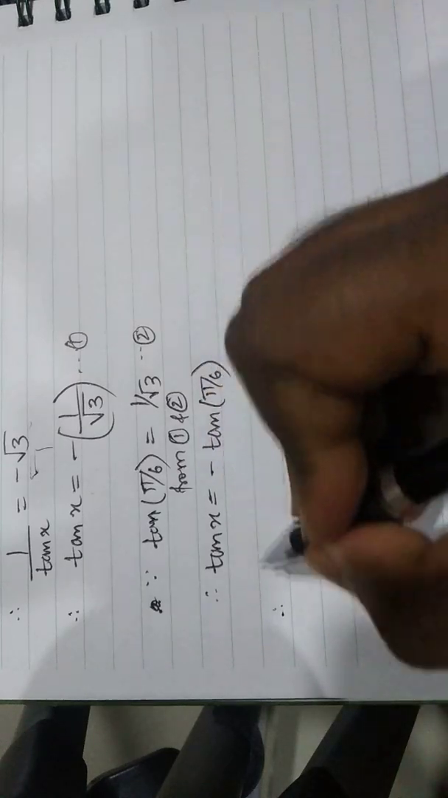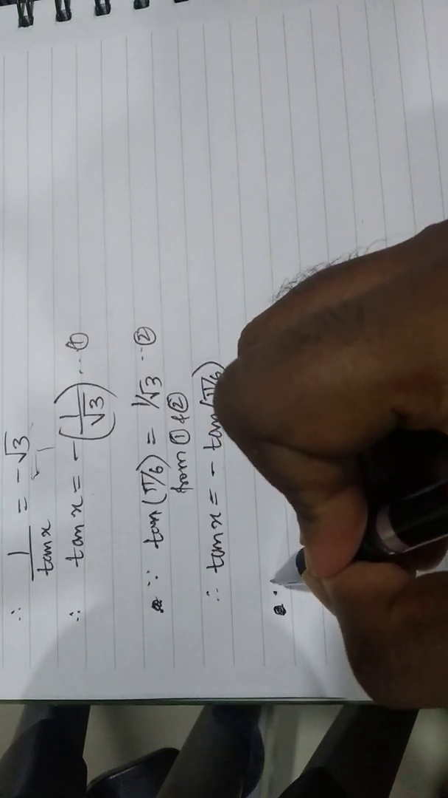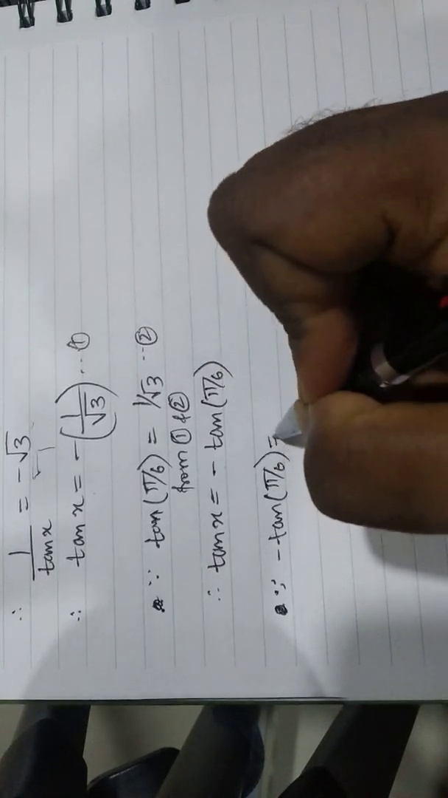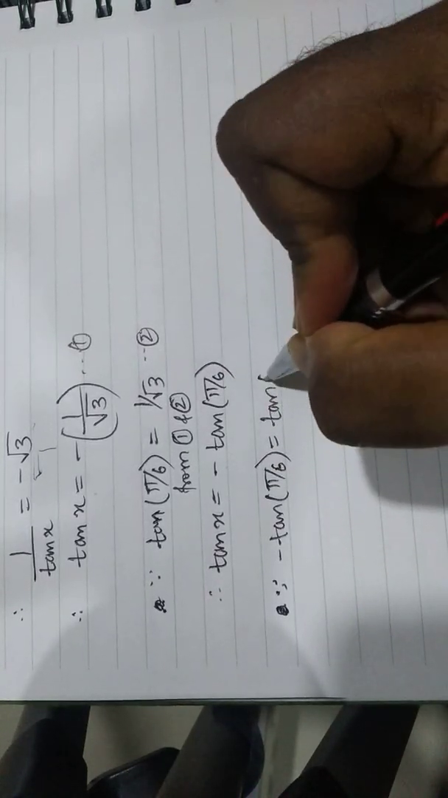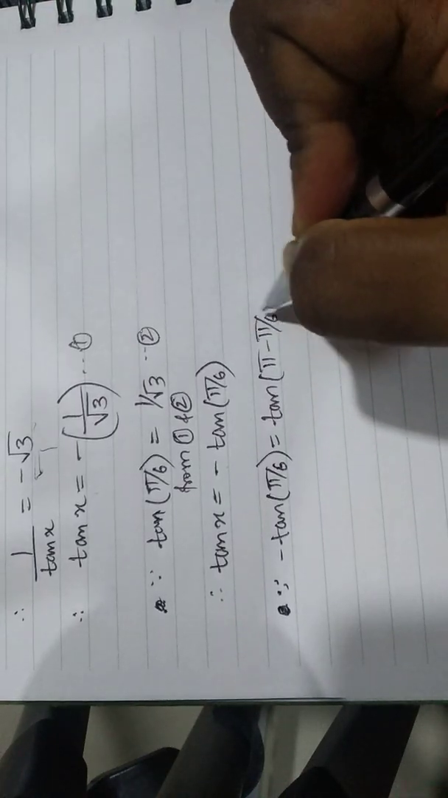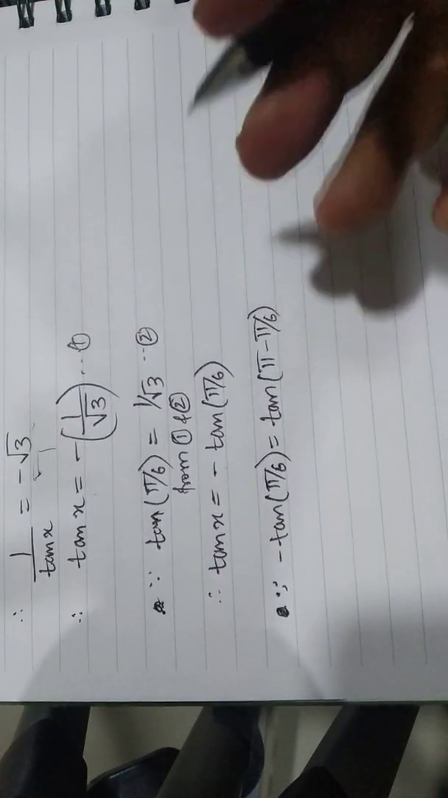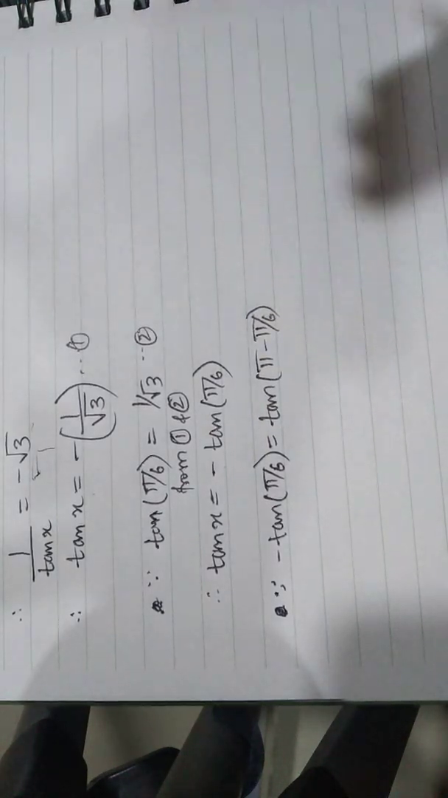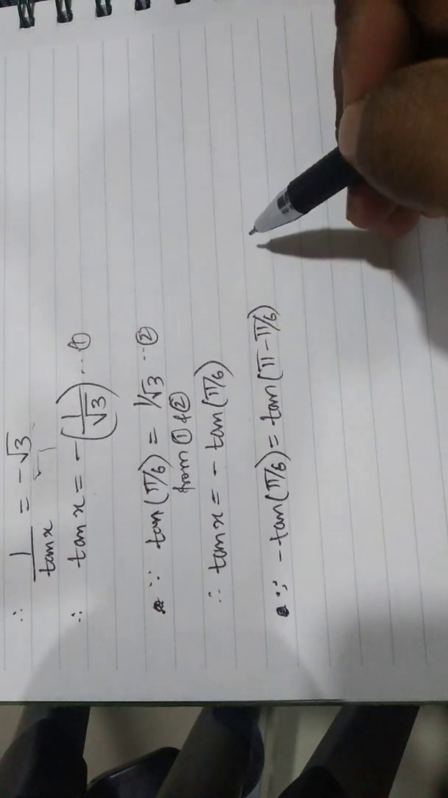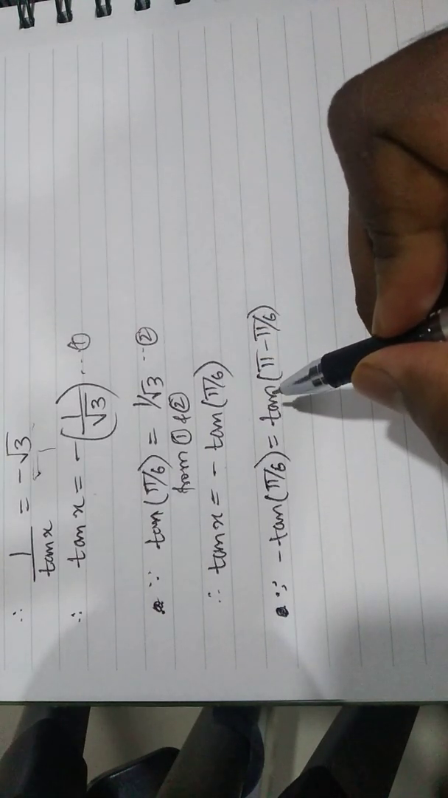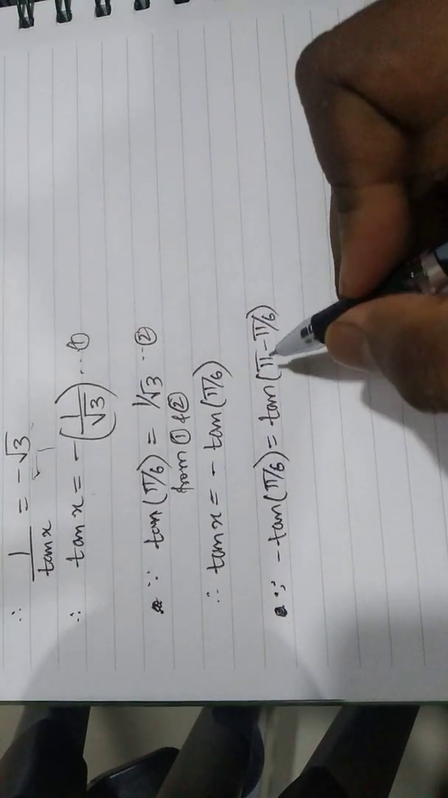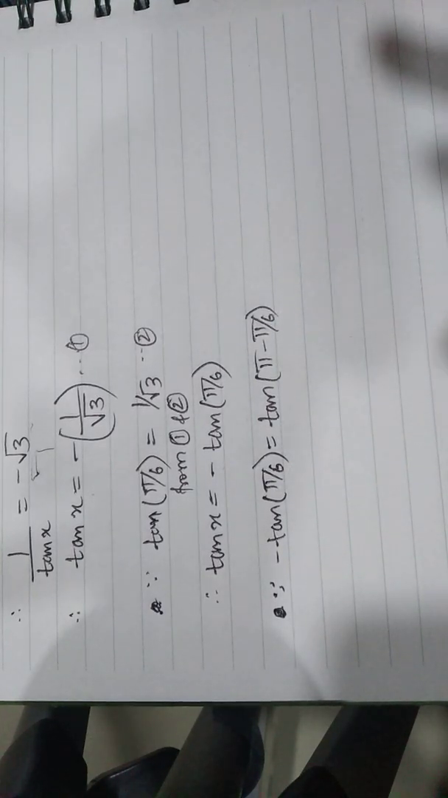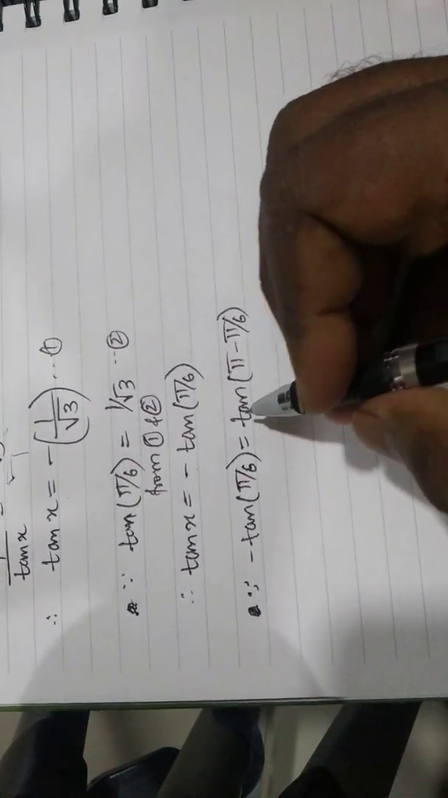So therefore I'll write here, since minus tan pi by 6 is equal to tan(pi minus pi by 6). Pi minus x means the angle is in the second quadrant. So if the angle is in the second quadrant, the tan ratio of it is going to be negative. So x in our case is pi by 6, going by that formula.